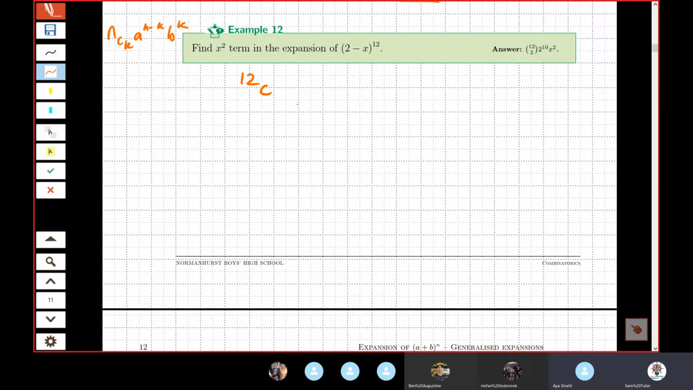12 choose k, a minus x. Sorry? With minus x go there? No. First goes a. a is 2. Oh, yeah. 2 to the power of what? To the power of 12 minus k. Yep. And then minus x to the k. Now we want this to be equal to x squared. Do you understand that? Now we want to find the coefficient of that.